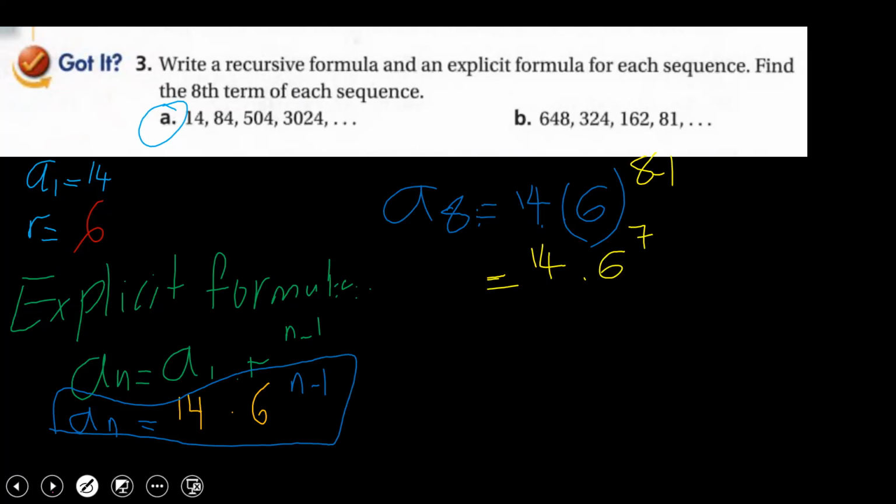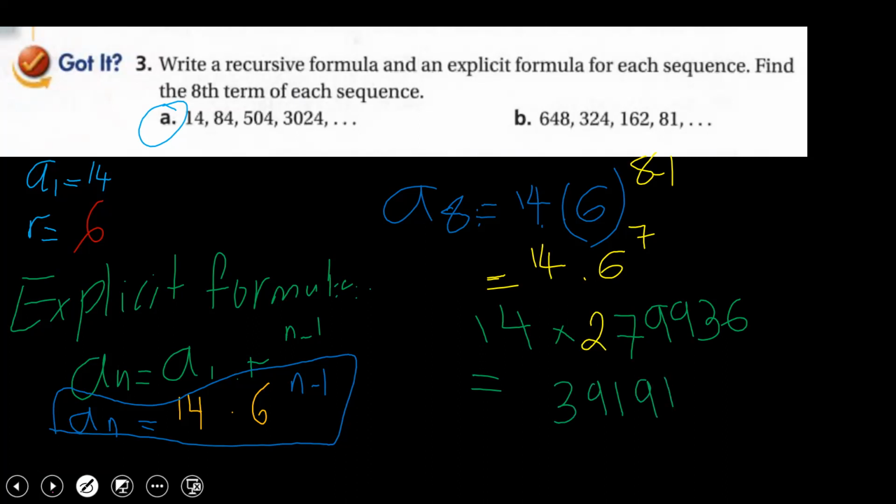Now 6 raised to the power 7, using a calculator, is 279,936. This number I will multiply by 14, and the answer is 3,919,104. This will be the eighth term of the sequence A. Now, I want you to find the recursive formula.